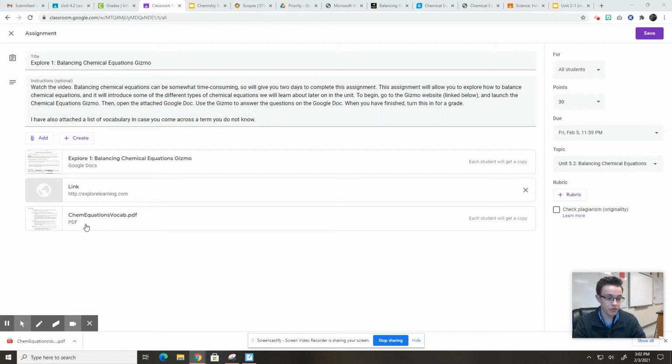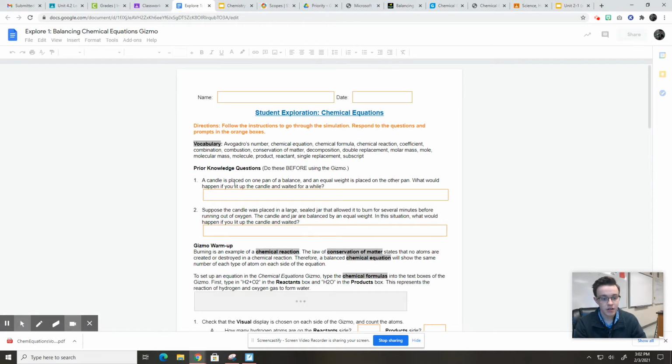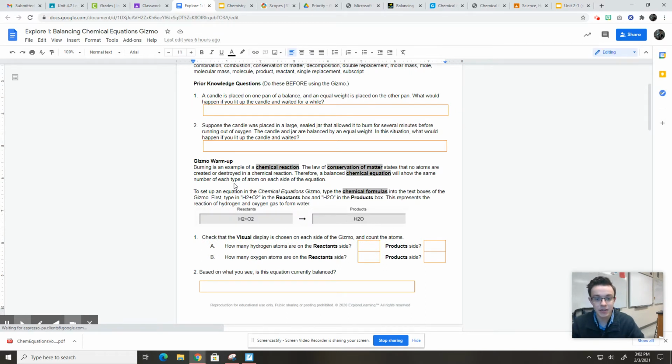So to begin, you're going to open up the Gizmo on the Gizmo website, okay? And then you are going to open up the Google Doc. All right, so here you've got some prior knowledge questions. If a candle is placed on one pan of a balance and an equal weight is placed on the other pan, what would happen when you lit up the candle and waited a while?